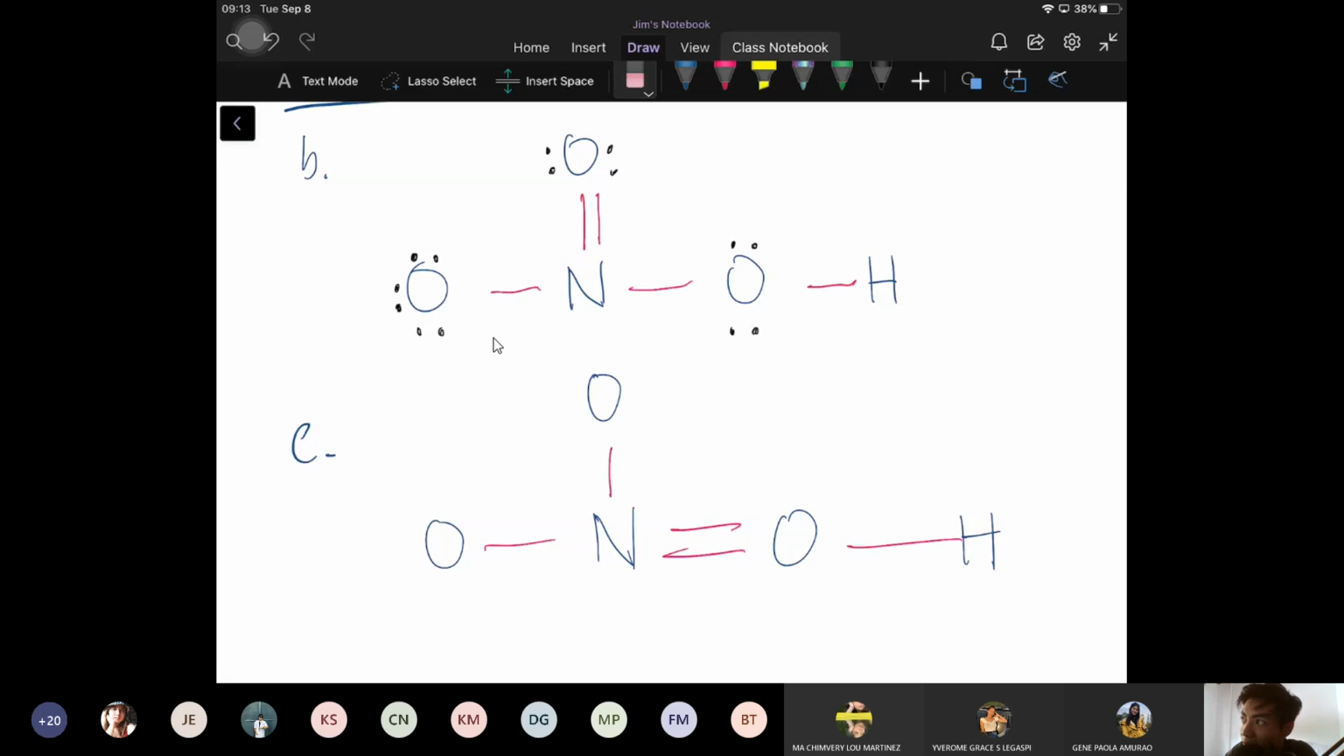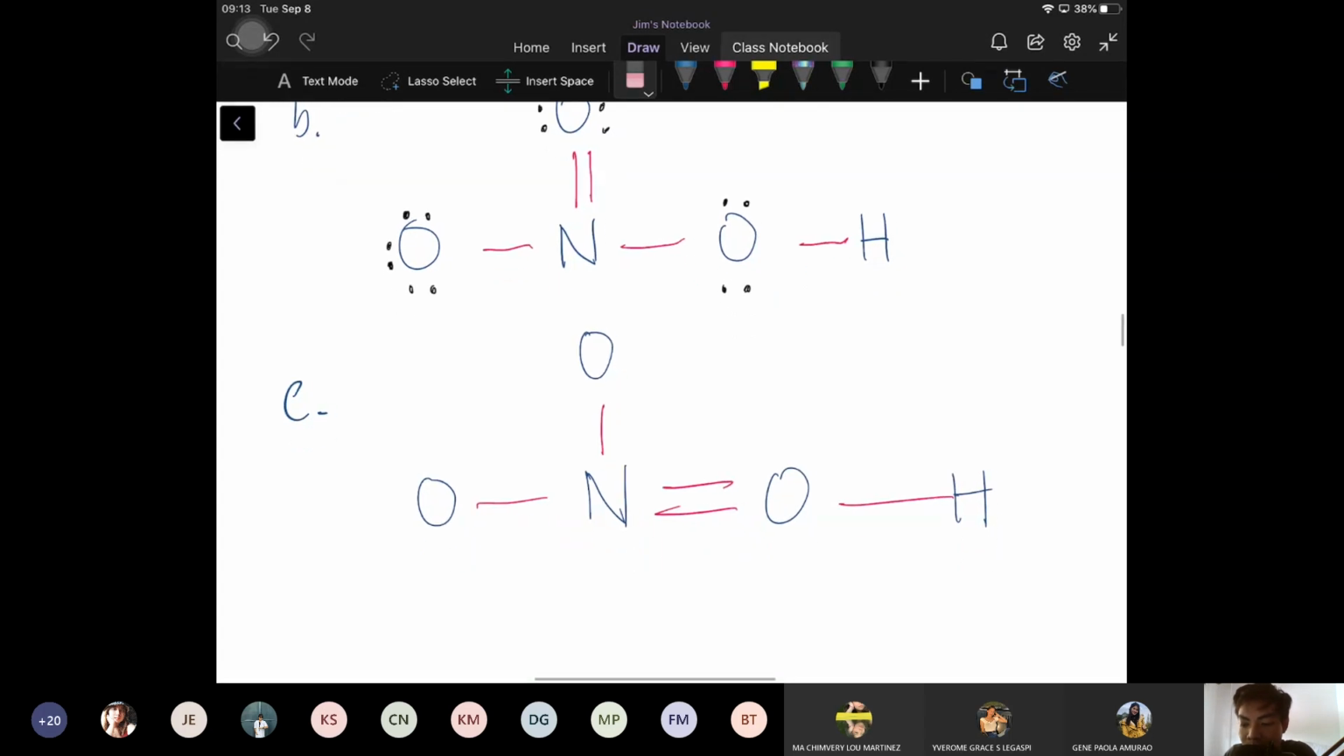So, octet na lahat ng atoms dito. Okay. So, mukhang okay siyang candidate. How about this one? Okay, so let's start distributing the lone pairs now.